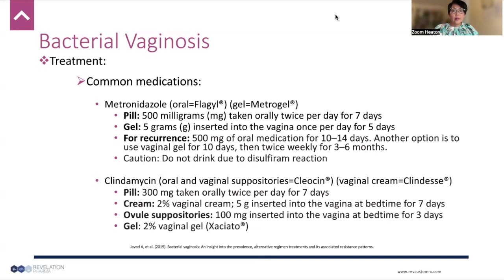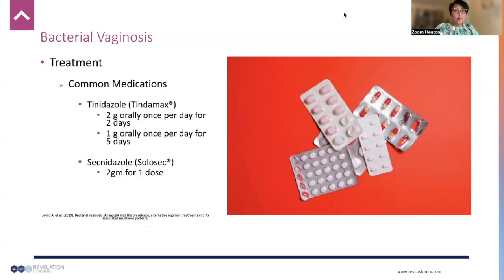And there is a new vaginal gel by Organon called Saciato. It is clindamycin phosphate vaginal gel at 2% that just came out earlier this year for BV treatment in females aged 12 and older. Some other common medications used in BV, you've got Tindamax, which is tinidazole, and secnidazole or Solosec. And both of these drugs are amoebicides, and there are some side effects with them.